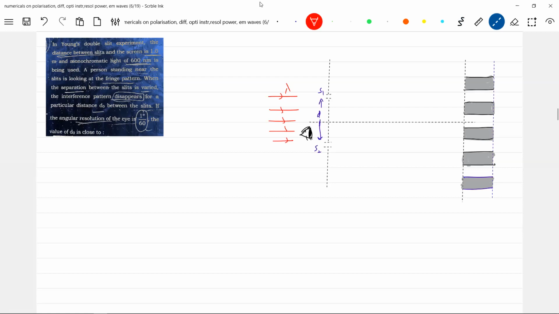So straight away, I will take this particular thing. This is our discussion. So this will be the position of the D1, what we will write here. And there's a central maxima and there's a D1. This will be B1, D2, B2. So let the distance between be capital D like this.